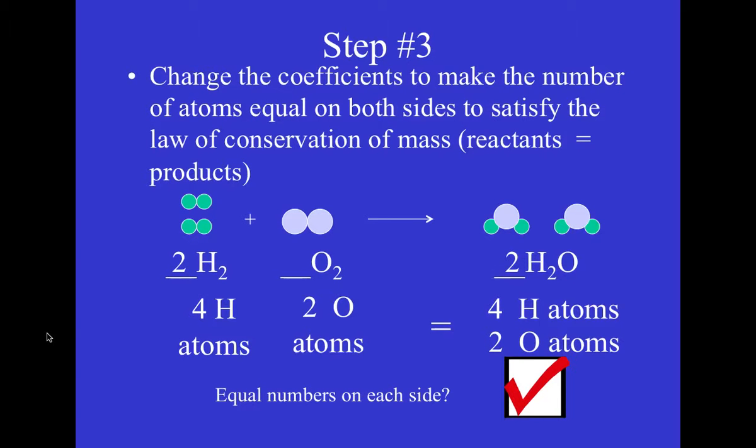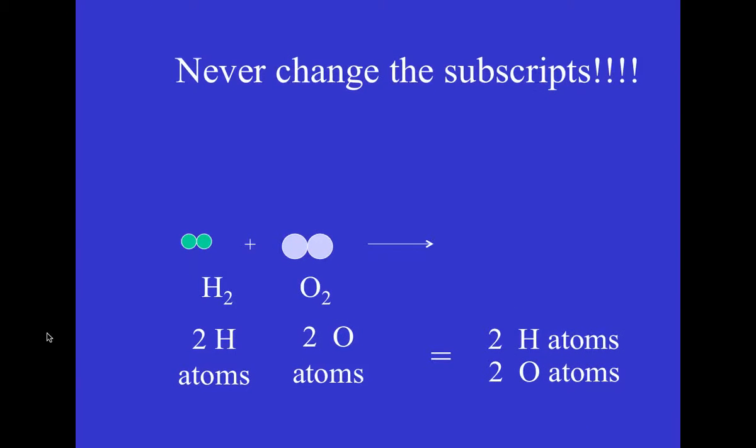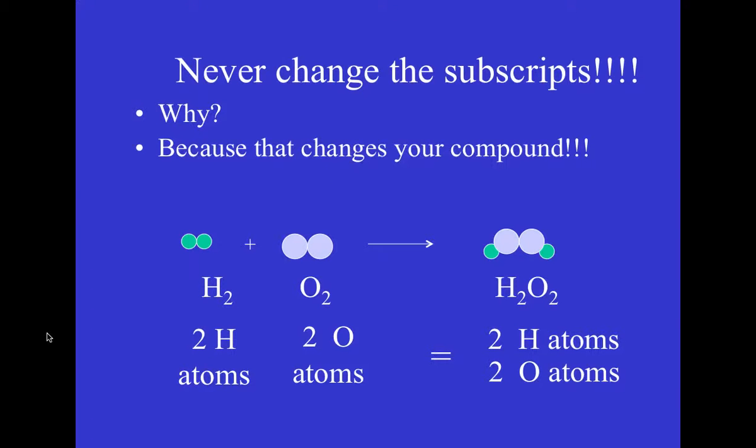Now, like I said before, one mistake that students tend to make is they change the subscripts. To get the 2 atoms of oxygen, oftentimes what they will do is put that 2 right after the oxygen instead of out front as a coefficient. If you look at the molecule it's created, it's not the same as what we had before. It's not water. So we don't change the subscripts because we're not going to change our compound.